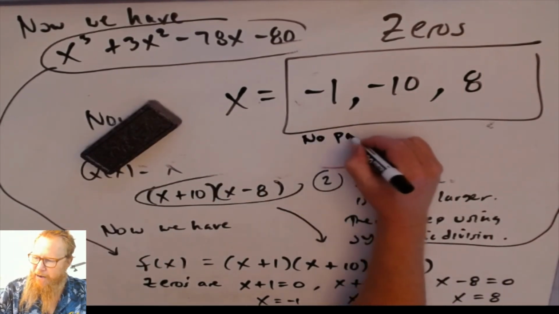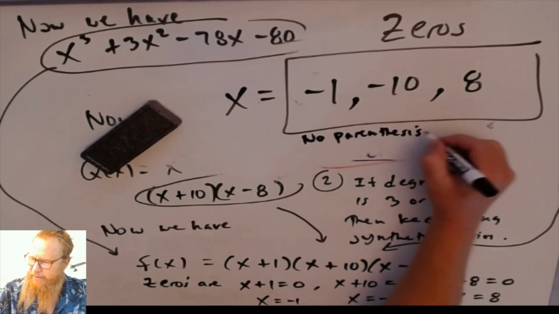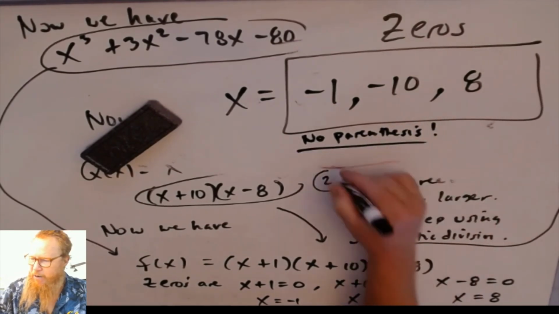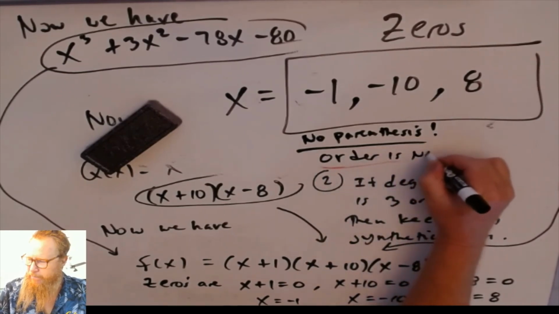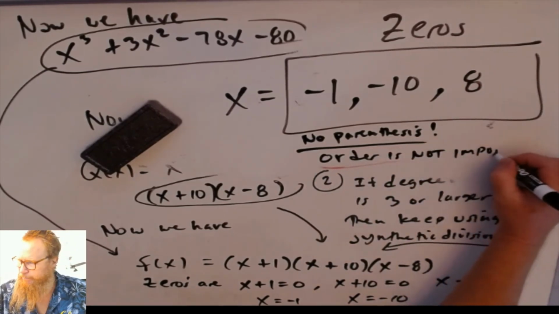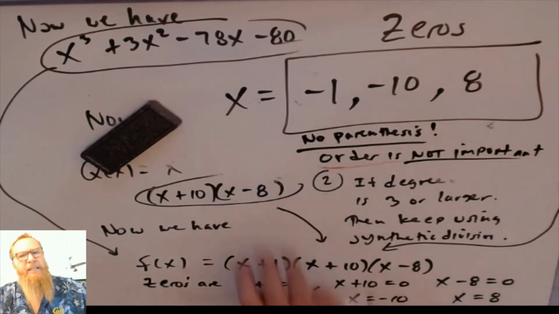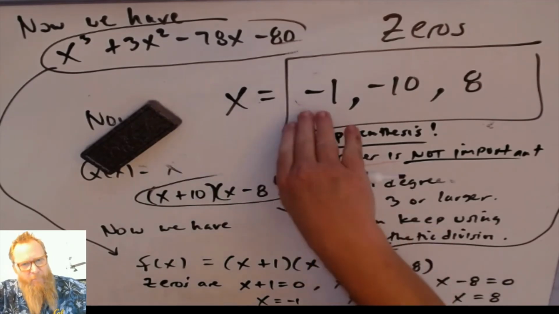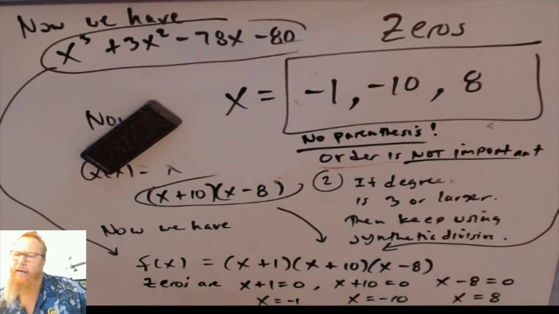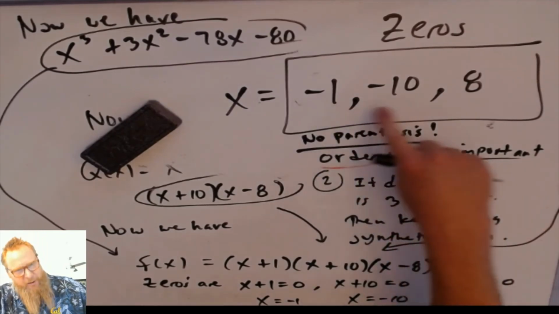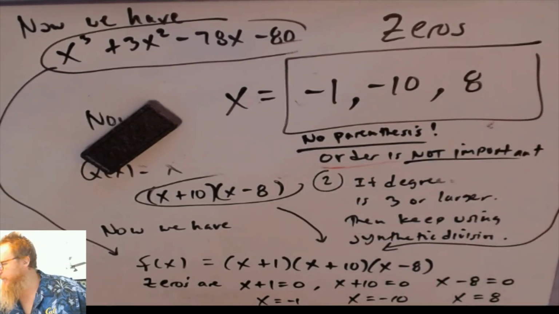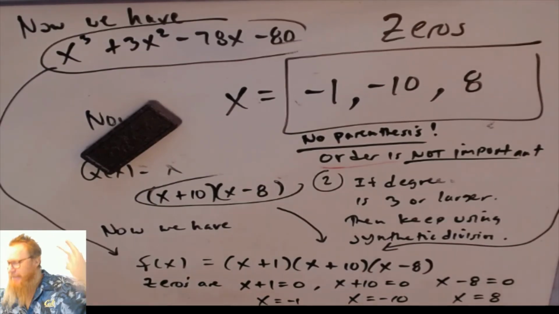Don't use any parentheses. And then I don't care what order they're in. If you care, that's fine. Some people really like to put them in order. So I would put negative 10, then negative 1, then 8. If you really want to do that, that's fine. It's not going to matter. It's essentially just a list of answers, and the list can be submitted in any order. Okay, so that's the basic technique.